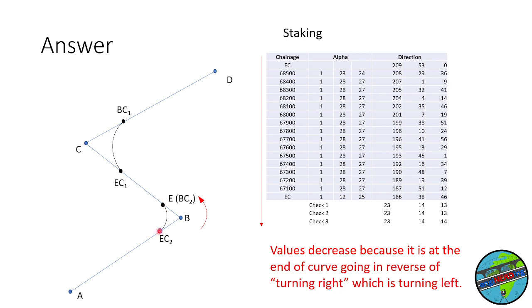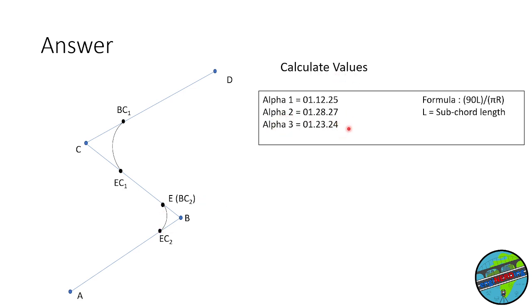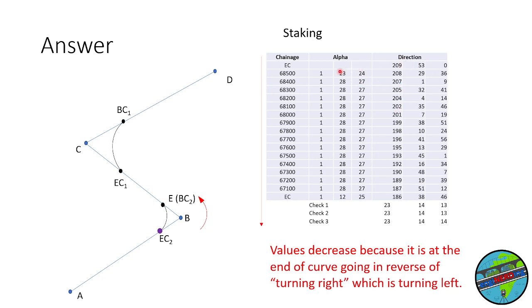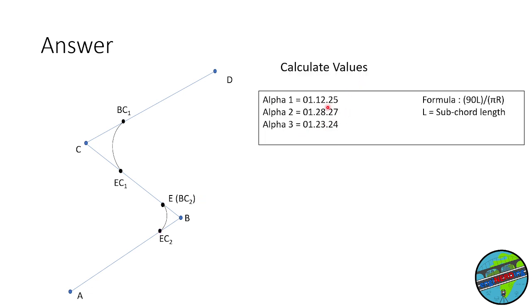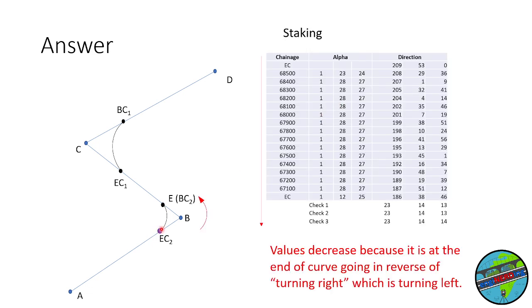So what we want to do is take the direction from EC to B, which is 209.53, and we want to say minus values to get eventually to this point. So because we're at EC, we first have to consider our last subchord, because we have to go from the last one into the curve. So we're going to say direction minus our last subchord and that gets us a new direction, which is the direction to the first internal chainage.